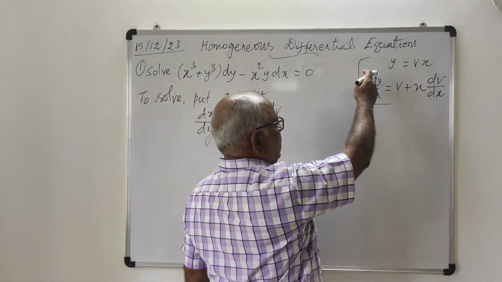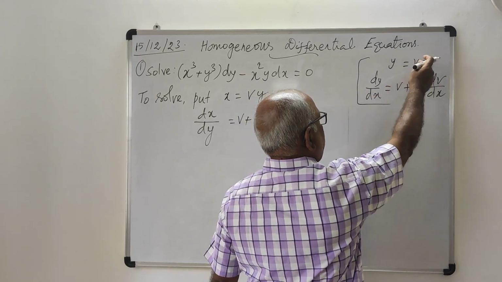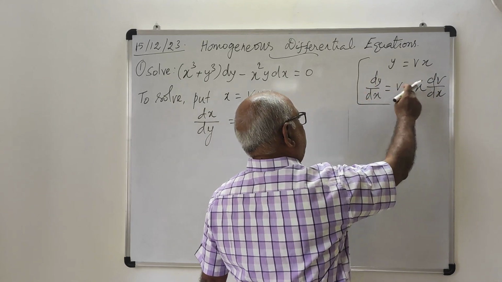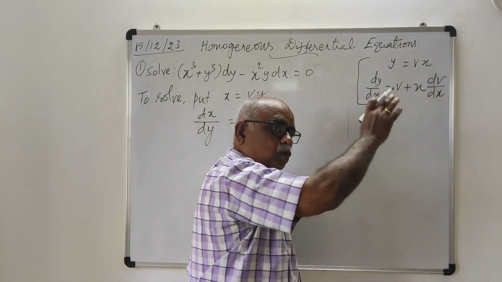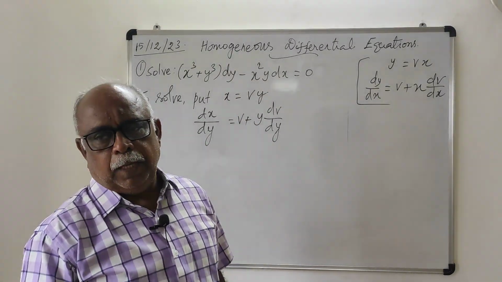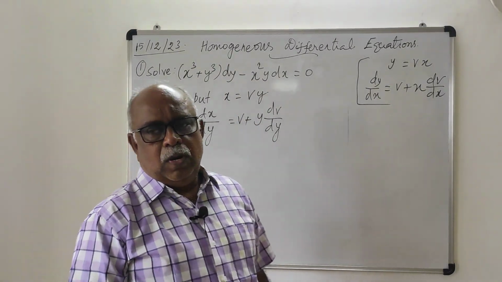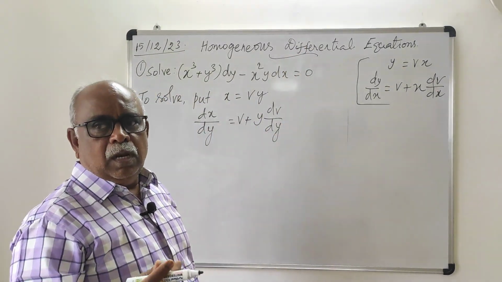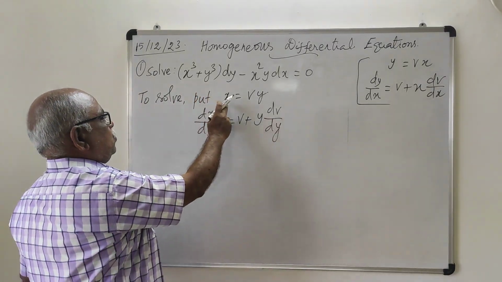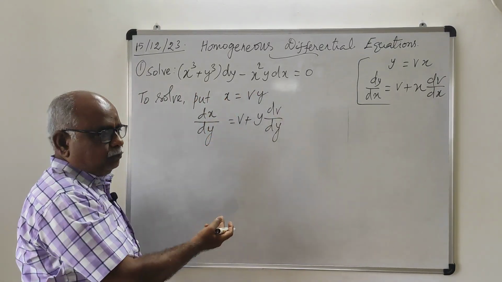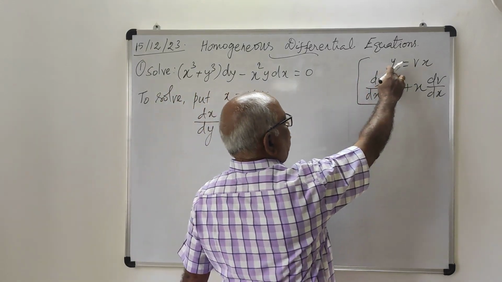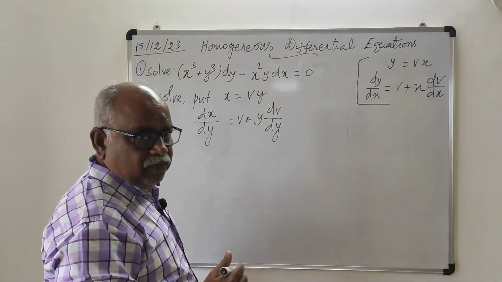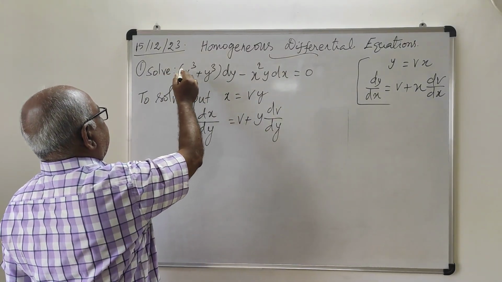From that, I derive dy by dx is v into derivative of x, which is 1, plus x into derivative of v with respect to x, which is dv by dx. So dy by dx is v plus x dv by dx. This is one method we have solved so far in our previous videos. In this video, the same homogeneous differential equations can also be solved in another method by giving a substitution x equal to vy. So far we have seen y equal to vx and dy by dx is v plus x dv by dx.